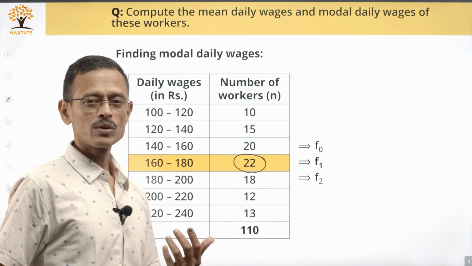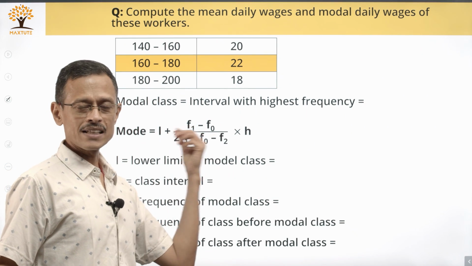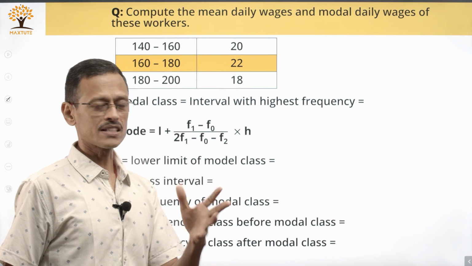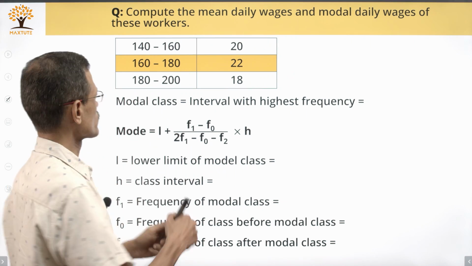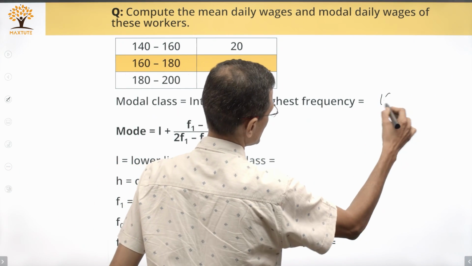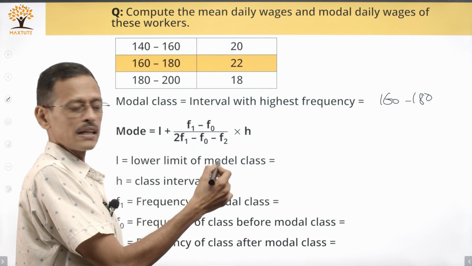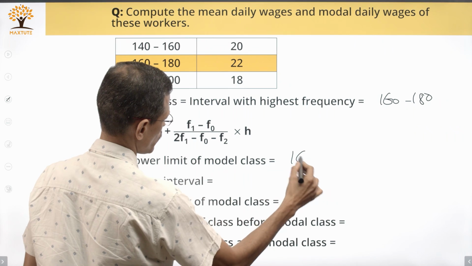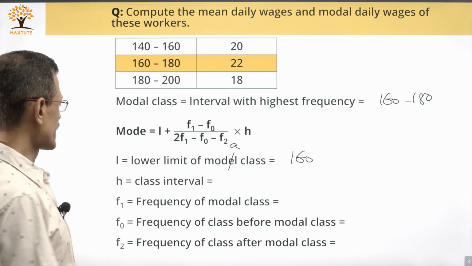How do you compute mode? The formula to compute mode is equal to L plus (F1 minus F0) divided by (2F1 minus F0 minus F2) times H. We'll start by identifying the modal class, which we know is 160 to 180. What is L? L is the lower limit of the modal class. The lower limit of the modal class is equal to 160. This is modal, not model, right? So that's equal to 160.